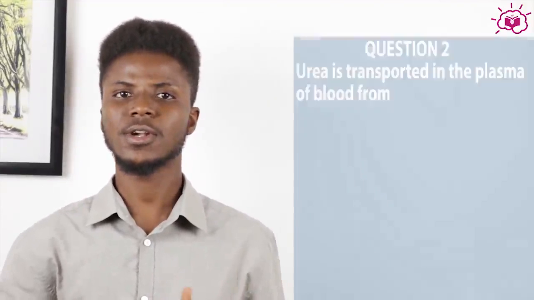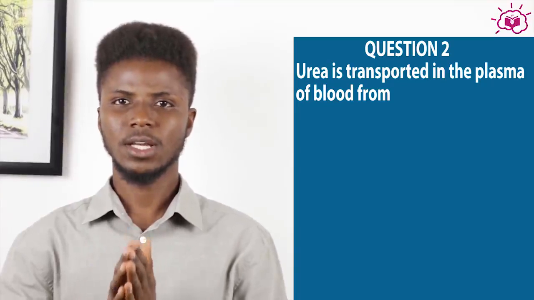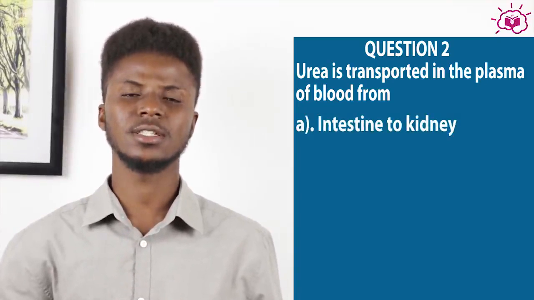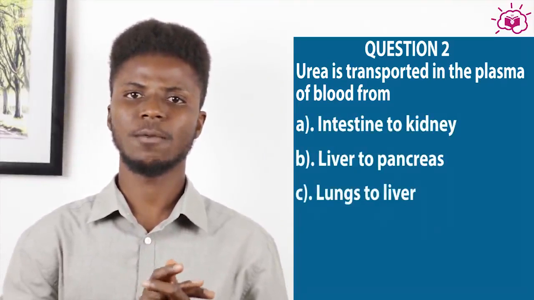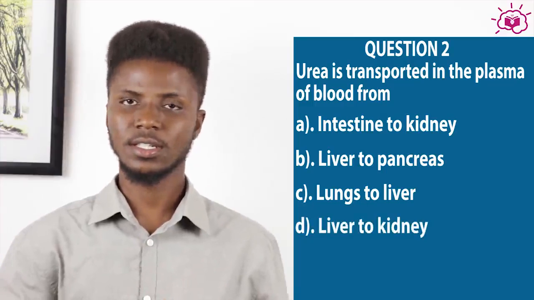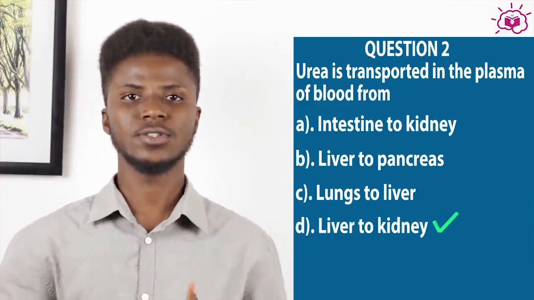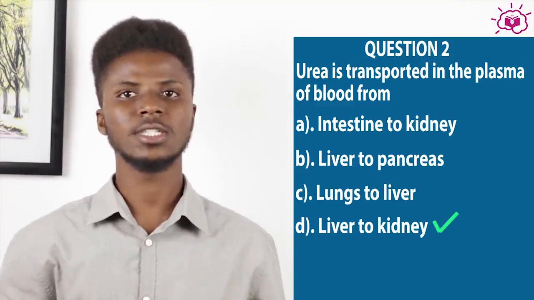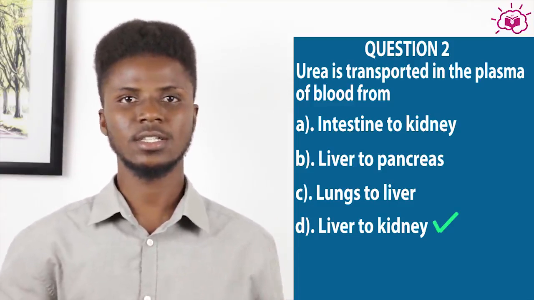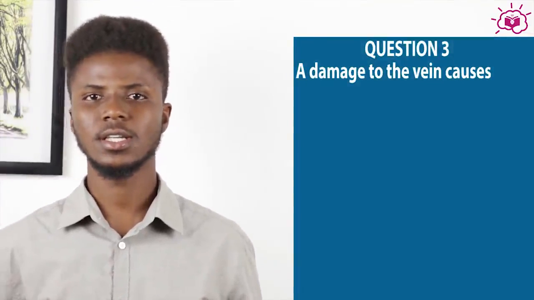Second question. Urea is transported in the plasma of blood from A. Intestine to kidney. B. Liver to pancreas. C. Lungs to liver. D. Liver to kidney. The correct option is D. Liver to kidney. Urea is produced by the breaking down of proteins in the liver and transported through blood to the kidney, where it is finally excreted into the environment.